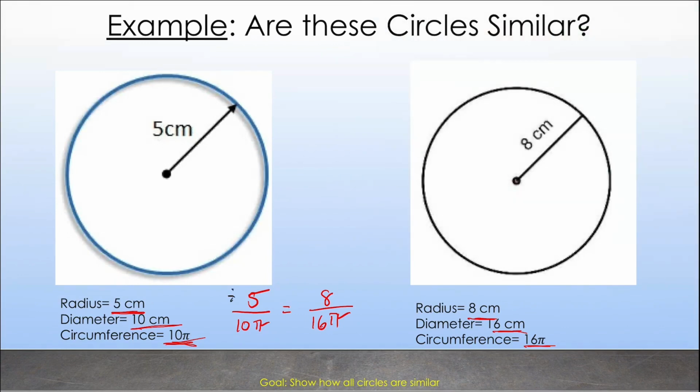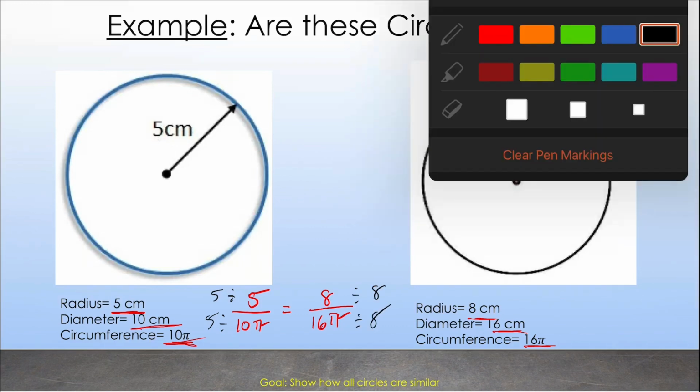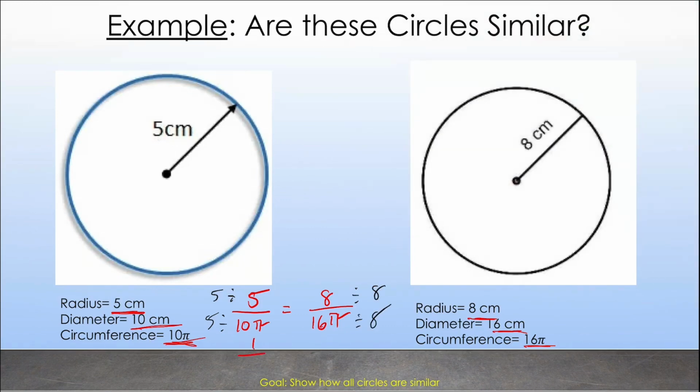So on this one I can divide both by 5. This one I can divide both by 8. And we get 1 over 2 pi is equal to 1 over 2 pi. Look at that. They're similar. We have a similar ratio.